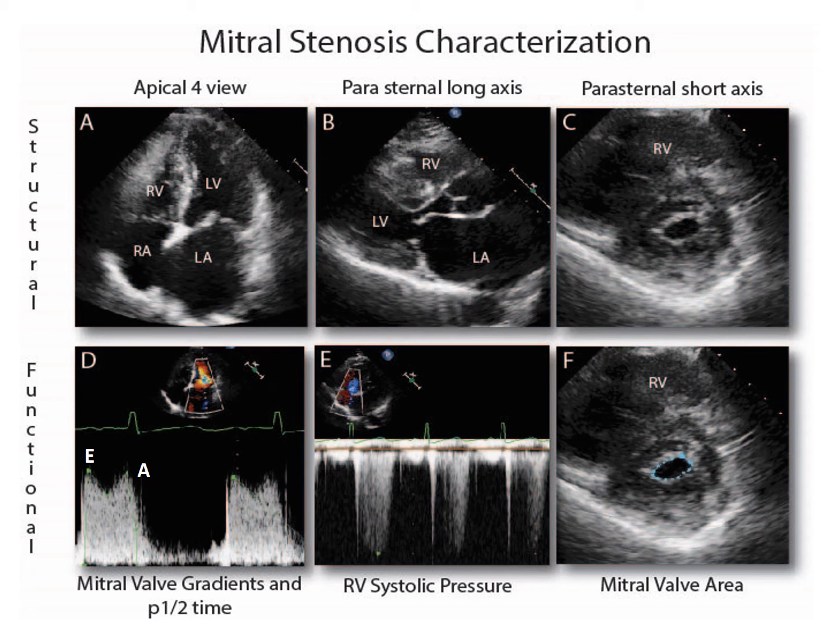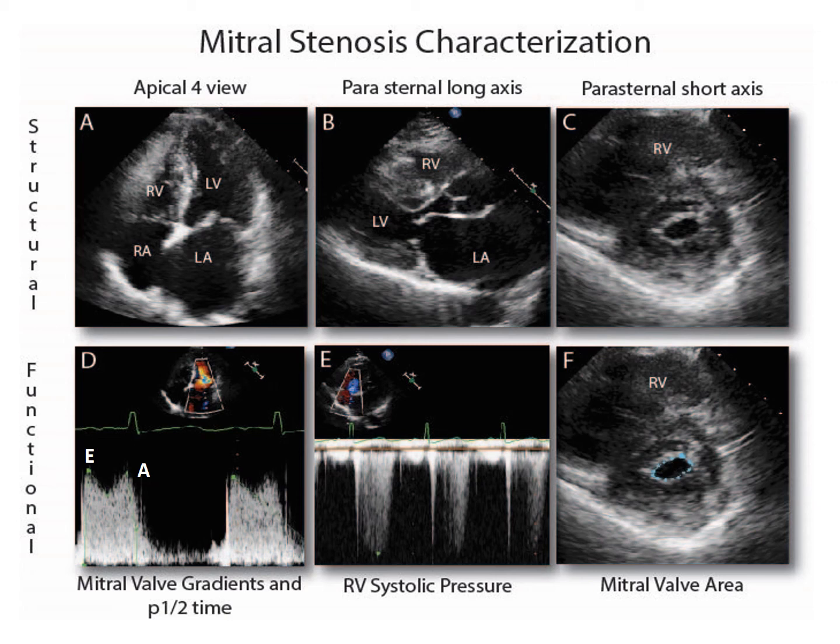In figure B, this is a parasternal long axis view showing diastolic doming of the anterior and the posterior mitral valve leaflets. Figure C shows a parasternal short axis view at the level of the mitral valve, and the fish mouth appearance of the stenotic mitral valve can be seen in this view.